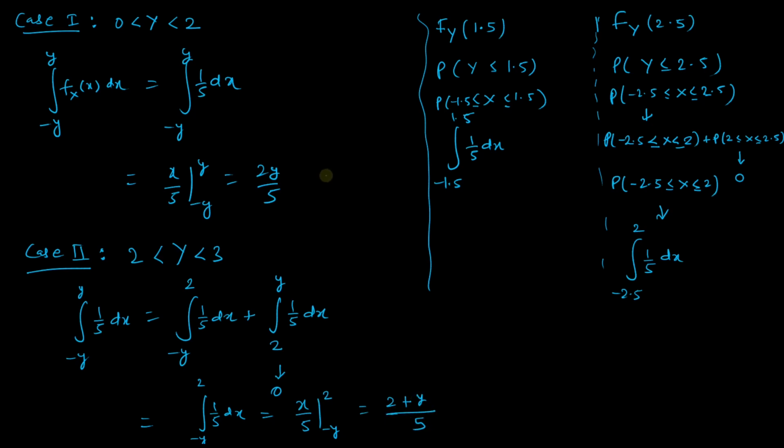So let's first write everything in one place. So the CDF of y, Fy of y, is equal to 2y by 5 when y falls in the range 0 to 2, and it is equal to 2 plus y by 5 when y falls in the range 2 to 3.